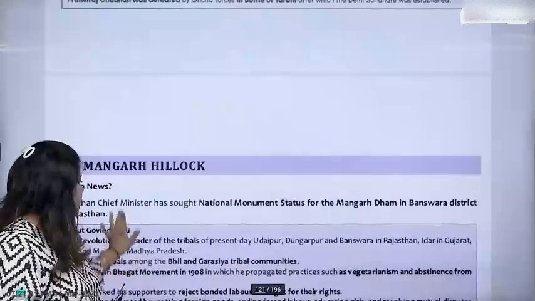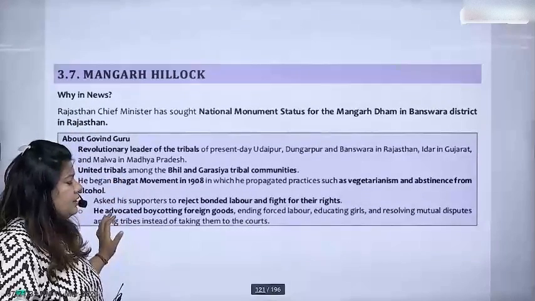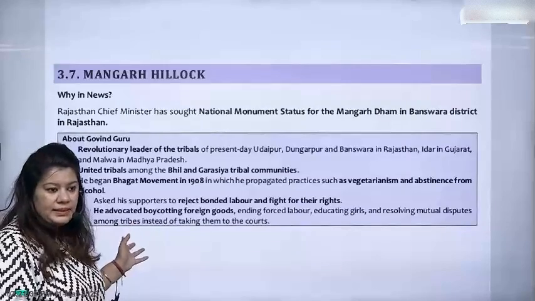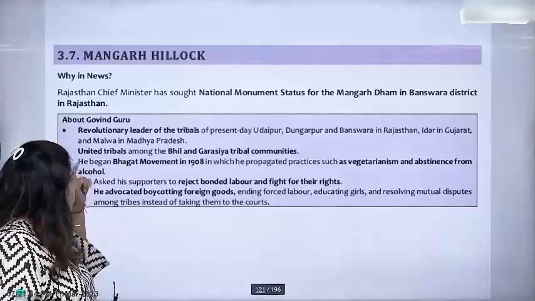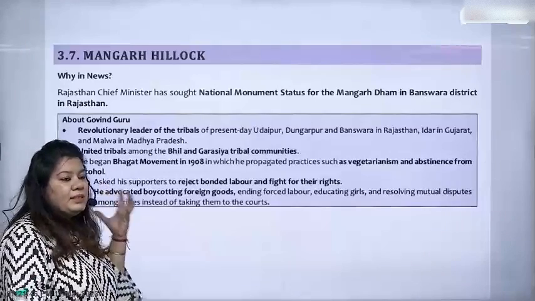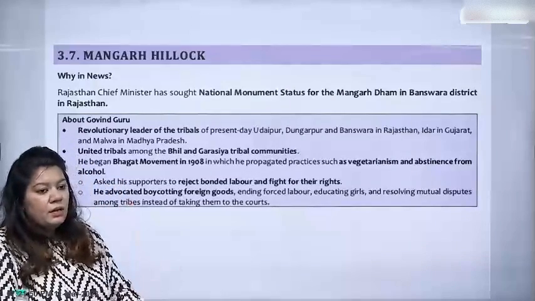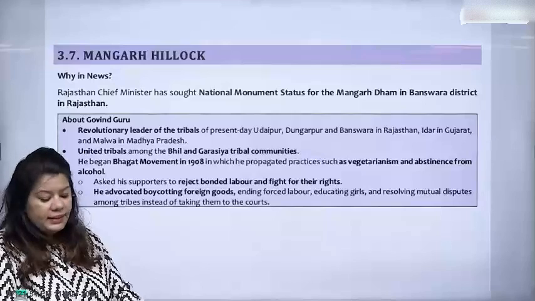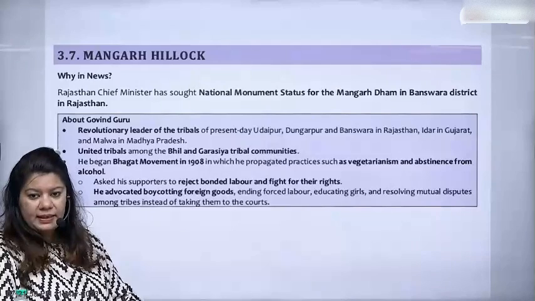Mangarh Hillock. Where is it? Rajasthan. It's associated with which tribal community? Bhils, right? And Garasya tribal communities. So this is important. And this Mangarh Hill massacre or incident happened. Why did this happen? So large number of Bhil community gathered there under the leadership of Govind Guru.